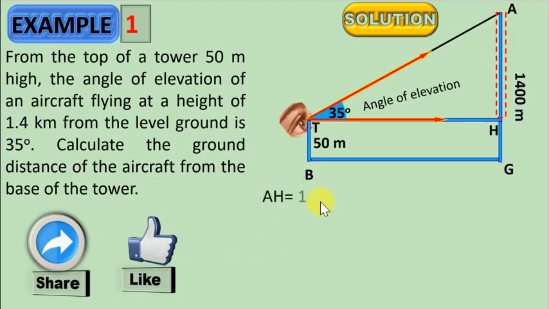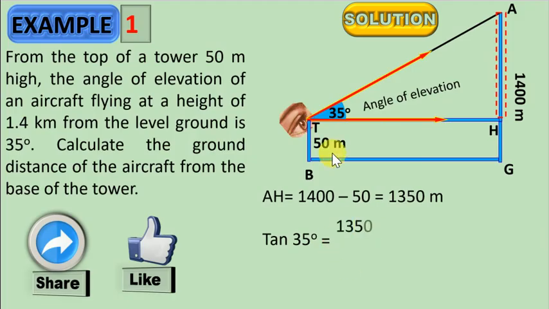Now, let's solve the problem. The height of the aircraft from the top of the tower, represented as AH, will be equal to 1,400 minus 50. If you subtract 50 from 1,400, you are going to have 1,350 meters. So measuring from the top of the tower, the aircraft is 1,350 meters above the top of the tower. Now, we need to use that to solve the problem we're asked, to calculate the ground distance, which we are going to show in the diagram.